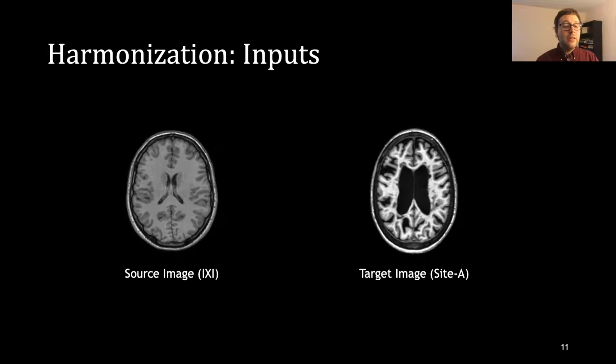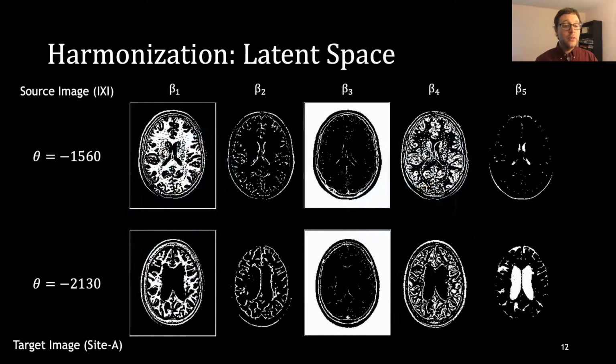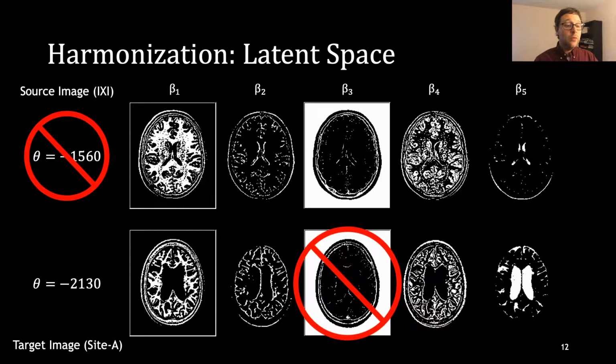So how do we do this in terms of harmonization? Well, for harmonization, we need two different images. We need a source image, in this case from the IACL dataset, and a target image, in this case from the Site A dataset. We feed these into the encoder and produce our two latent spaces. We can see here that we have a theta and a beta for each of our source and target images. But for this process, we won't need the theta from the source image or the beta from the target image.